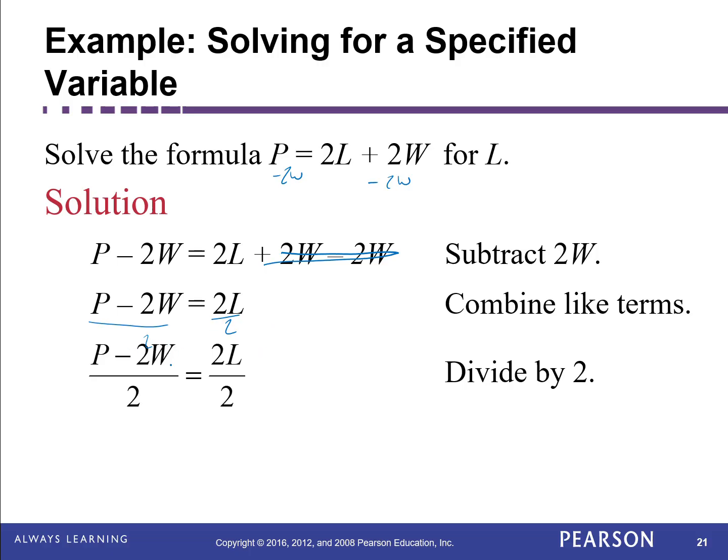We have P minus 2W over 2 equals 2L over 2. And obviously these 2's cancel out. So P minus 2W over 2 equals L. Or if you wanted to, you could simplify it down to P over 2 minus W equals L. Either are fine. But now we have isolated the L and solved for that specific variable.